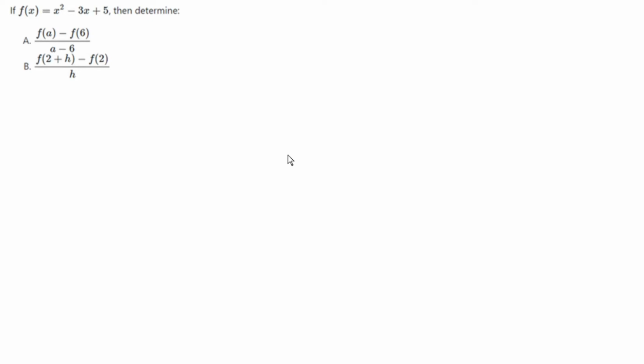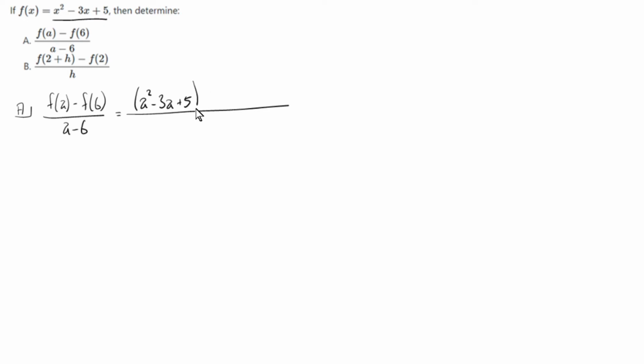If f of x equals x squared minus 3x plus 5, then determine, in a, f of a minus f of 6 divided by a minus 6. We substitute in the expression for f of x. So it's going to be a squared minus 3a plus 5.